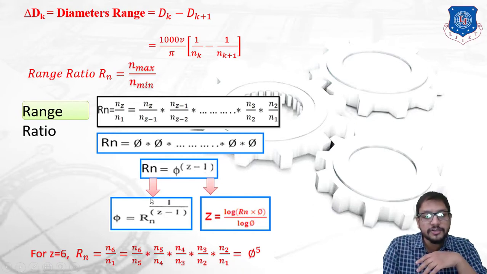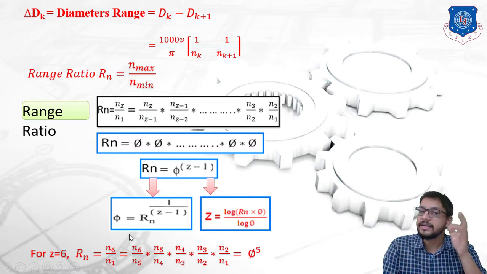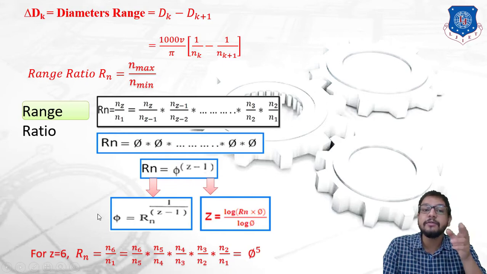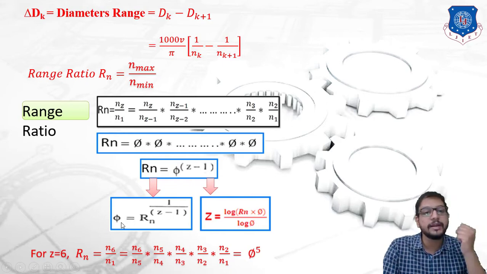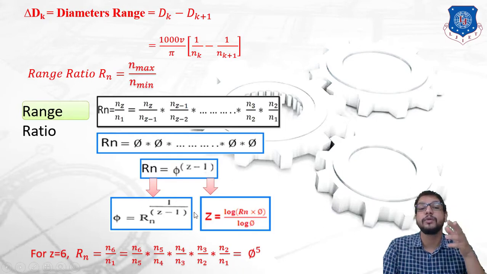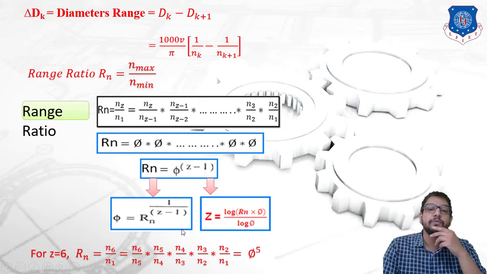Now from this equation we can even determine phi. That is, if in the data Rn is given, or maximum and minimum speeds are given, we can determine Rn, and by using Rn we can determine phi if it is not available in our data. So how can we do that? Making phi the subject, from this equation we can write phi is equal to Rn raised to 1 upon z minus 1. Now let's proceed further.